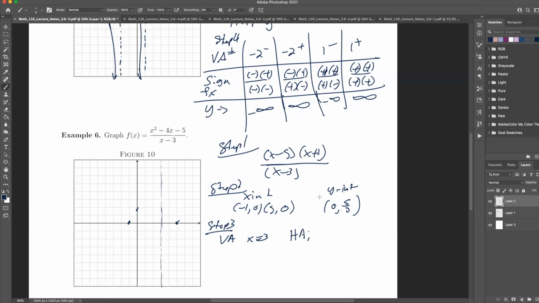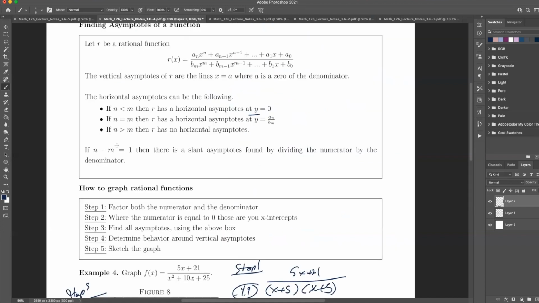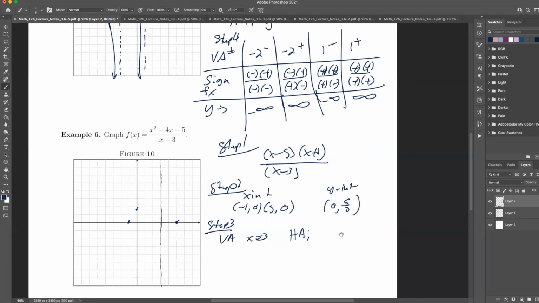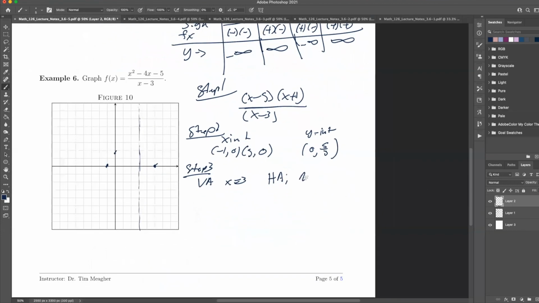Do we have any? Well, let's go find out. From here, our bottom one is less than our top one, so there's no horizontal asymptote. But it's less than by 1, so we have a slant asymptote, and let me show you how to find that. So we'll just write none, but it has a slant asymptote, and we find that by dividing.